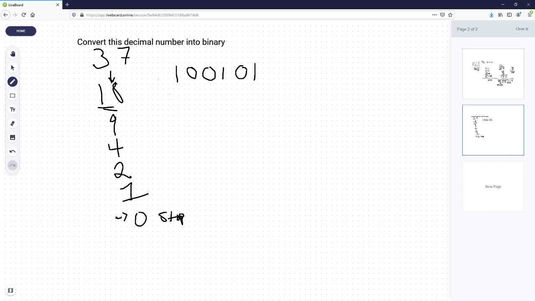So let's just check to make sure that this is correct. Basically this is in the 1's place. This is in the 2 to the 0's place, so that's 1. This is in the 2 squared place, so that's 4. And so this is 8, 16, and finally this is in the 32nd place.